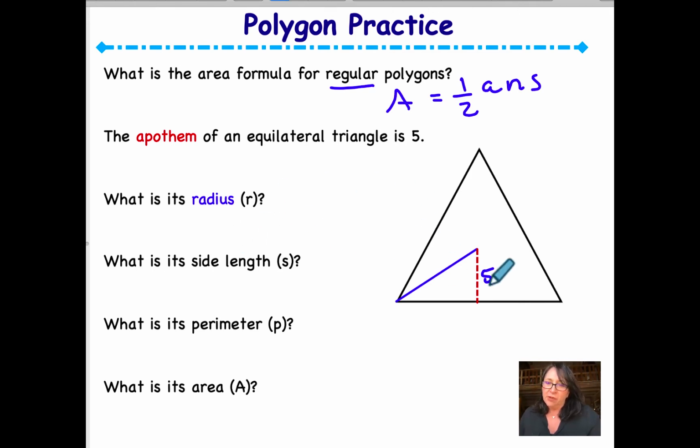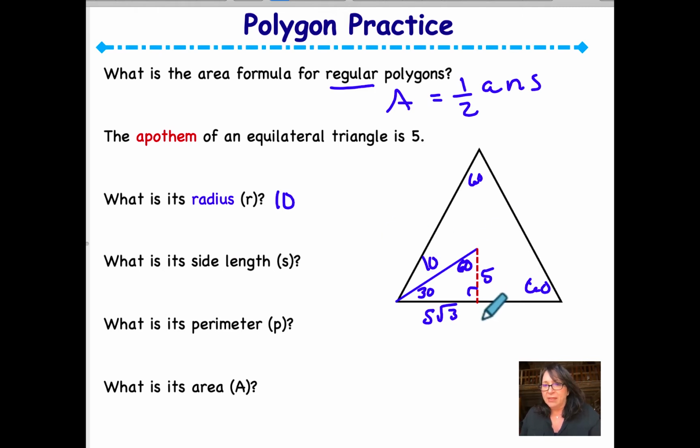What is the radius? So if this is an equilateral triangle, all the angles are going to be 60 degrees. That being said, my radius is always going to divide my apothem, and what that does is divide that angle where it's at. And so that gives me a 30-60-90 right triangle. Across from 30 is 5. Across from the 60 is going to give me 5√3. And across from the 90 is going to give me 2 times whatever's across from my 30. So that's going to give me 10. So my radius length is 10.